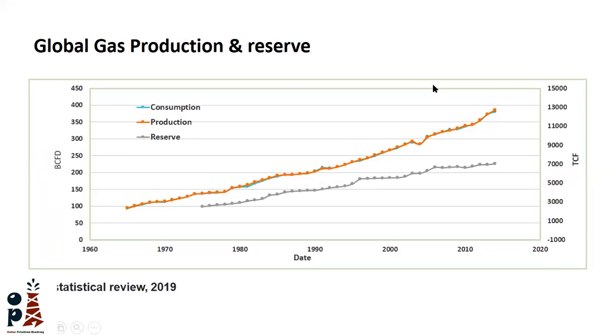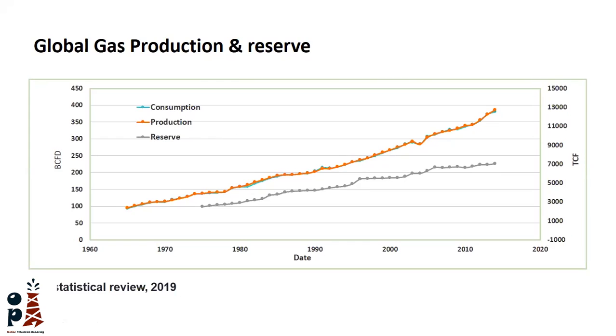The same for gas. We have gas production and consumption on the left-hand y-axis, and the reserve on the right-hand axis. As we see again, gas production and consumption are always increasing with time, and the reserve is always increasing with time. We reach now around 400 BCF per day production and consumption, and we have a reserve of about 7,000 trillion cubic feet.